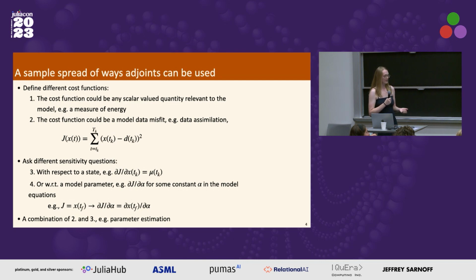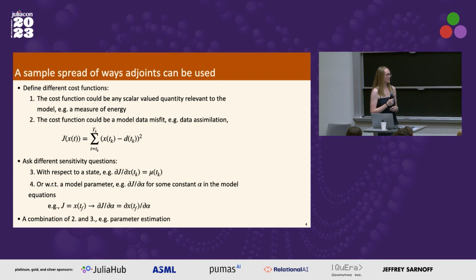We can also ask different sensitivity questions with the adjoint method. So we can look at sensitivities with respect to states. This would be like a derivative of my cost function with respect to a state, and this is explicitly just my adjoint variable. So that kind of helps you get a little bit of physical meaning to these kind of abstract arrays. We can also look at sensitivities with respect to model parameters. This would be like dJ/d alpha for some constant alpha in the model equations. For example, how does my final state depend explicitly on this parameter alpha?